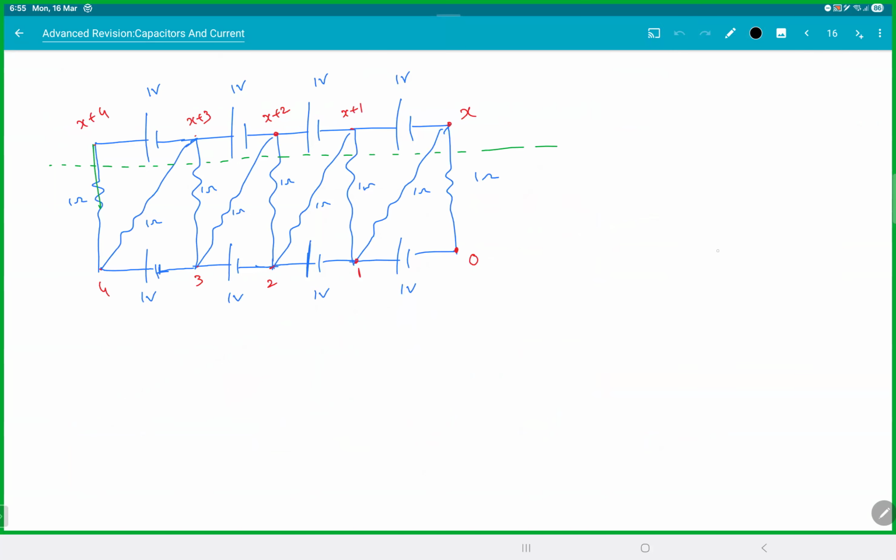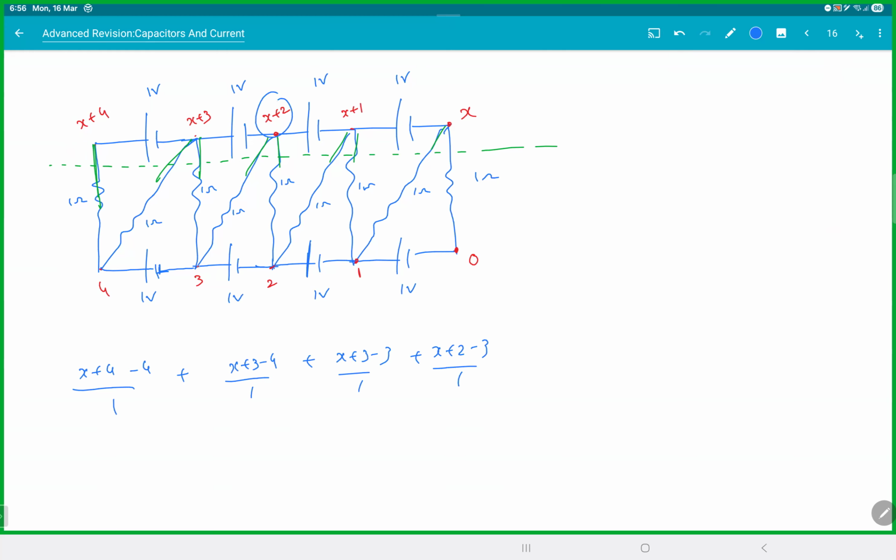So I can do this for this circuit, great. So this current and this current, this current, this current. So we have to find the current. What is the current? Potential difference by resistance. So what is this current? The potential difference will be x plus 4 minus 4 by 1. What is this current? x plus 3 minus 4 by 1. x plus 3 minus 3 by 1. x plus 2 minus 3 by 1.